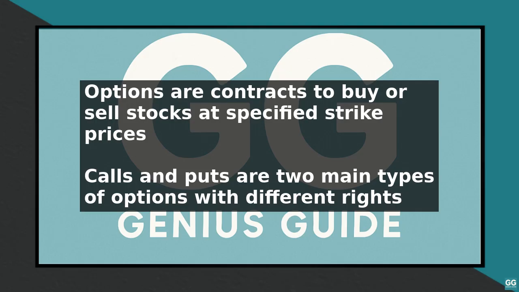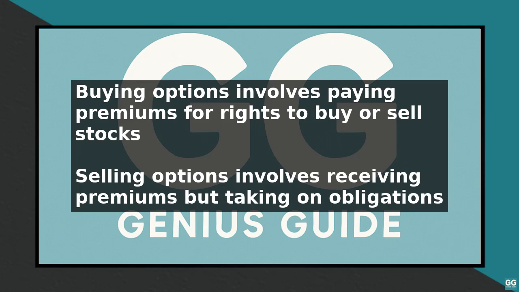When buying an option, you are buying the right to buy or sell a stock at the specified price. You will need to pay the premium, which is the cost of the option contract. When selling an option, you are selling the right to buy or sell a stock at the specified price. You will receive the premium, but you will also be obligated to buy or sell the stock at the specified price if the option is exercised.